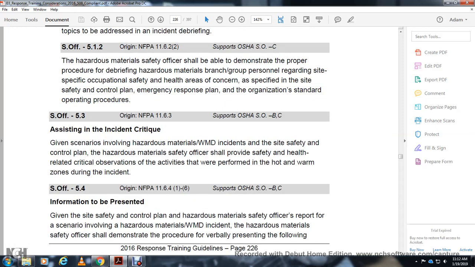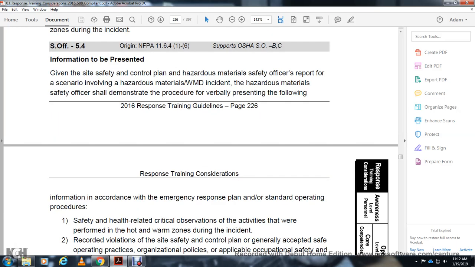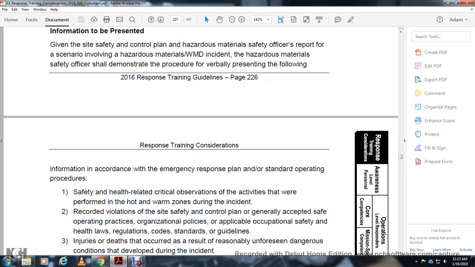Information to be presented, according to the site safety control plan: the hazmat safety officer reports on the scenario. The hazmat safety officer demonstrates the procedure of verbally presenting the following information according to the emergency response plan and standard operating procedure: safety and health related critical observations of activities performed in the hot and warm zones during the incident, according to violations of the site safety control plan, generally accepted safe operating practices, organizational policy, and applicable occupational safety and health regulations, codes, standards, and guidelines.